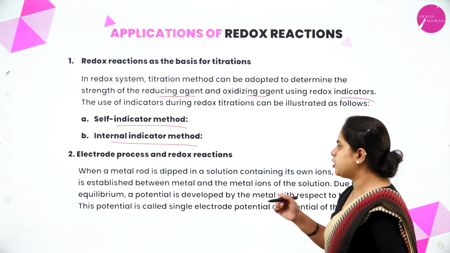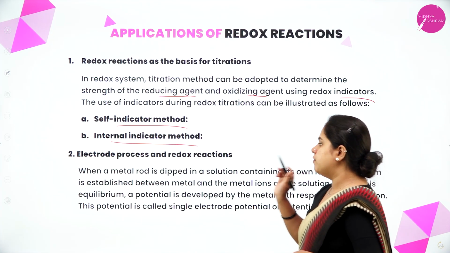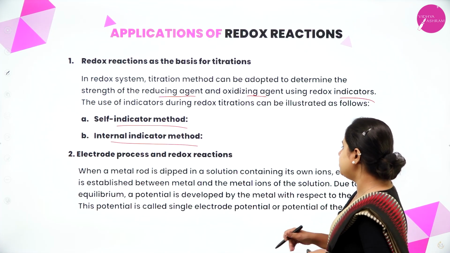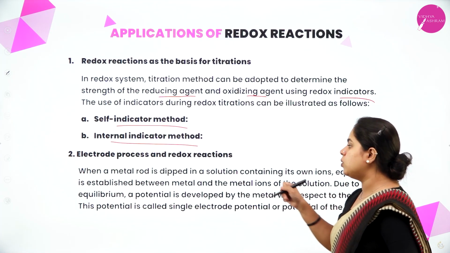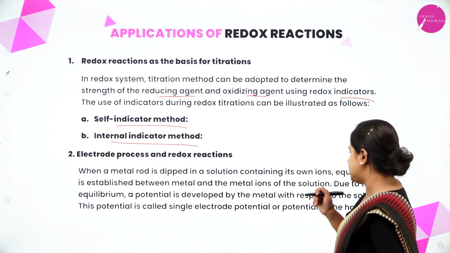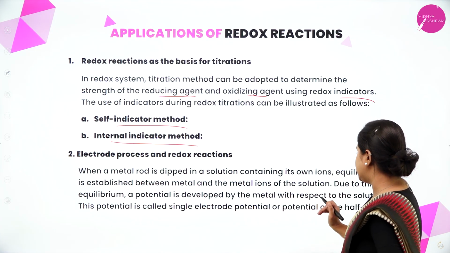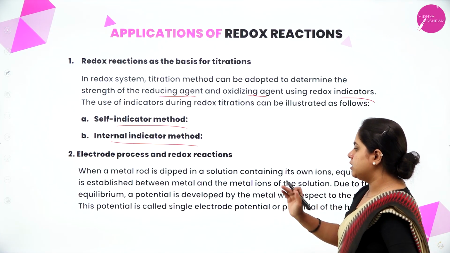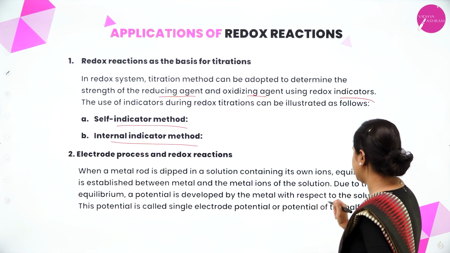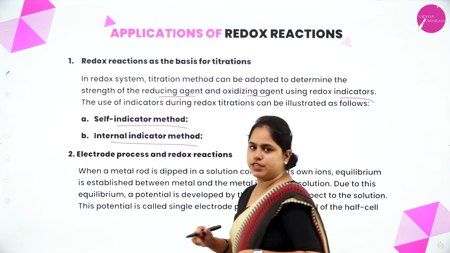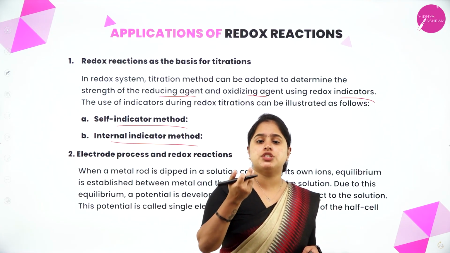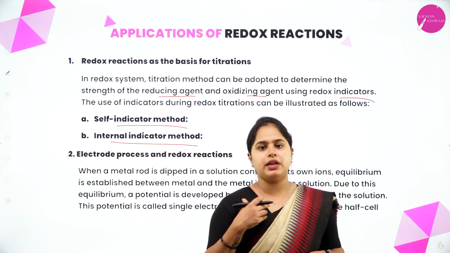Now the next one is electrode process in redox reactions. When a metal rod is dipped in a solution containing its own ions, equilibrium is established between the metal and the metal ions of the solution. Due to this equilibrium, a potential is developed by the metal with respect to the solution. This potential is called single electrode potential or potential of the half cell. So this also in detail you are going to study in your second year in the chapter electrochemistry.